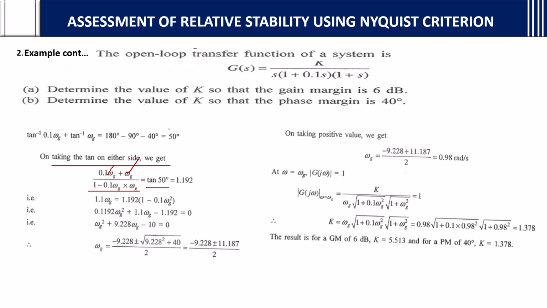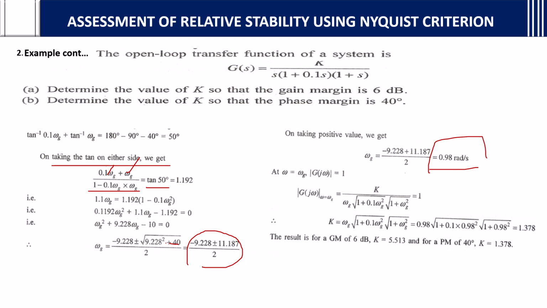If you substitute this, you will finally get the omega g value. It is in the form of a quadratic equation. So you can use the formula minus b plus or minus square root of b squared minus 4ac by 2a, or you can even find it using a calculator. You will get two root values. We want the positive value. If you take the positive value, that is minus 9.228 plus 11.187 by 2, you will get omega g as 0.98 radians per second.